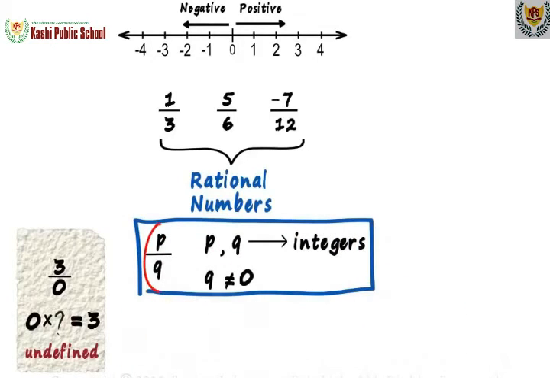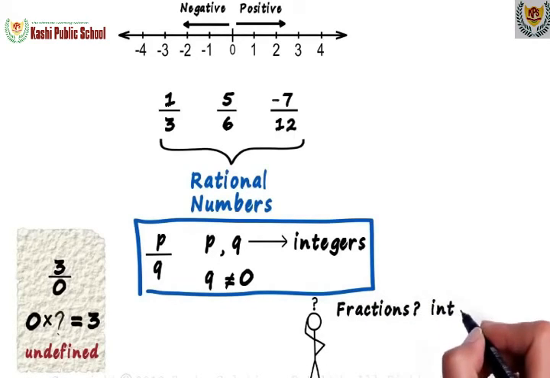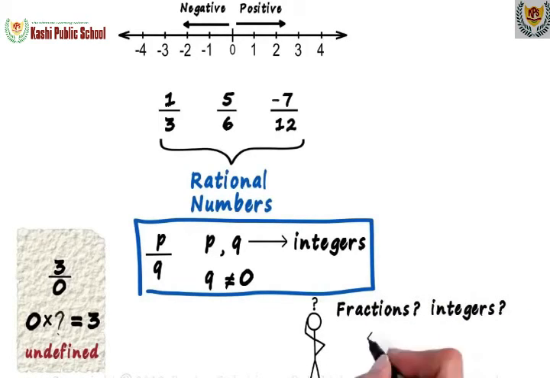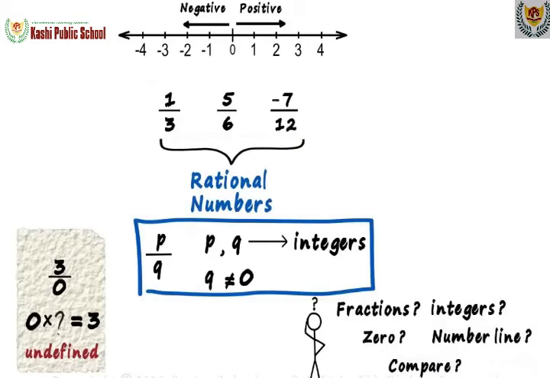So this is the basic definition of rational numbers. It is a number of the form p by q, where p and q are integers and q is not equal to 0. There are many questions that should pop up in your head when you see this definition. What is the difference between rational numbers and fractions? Are integers classified as rational numbers? What about 0? How do we plot such numbers on a number line? And how do we compare two rational numbers?